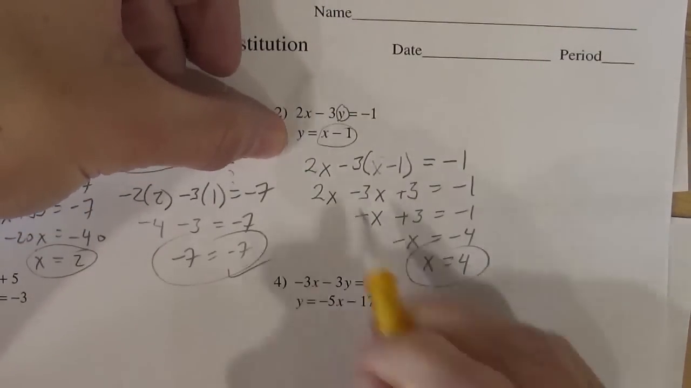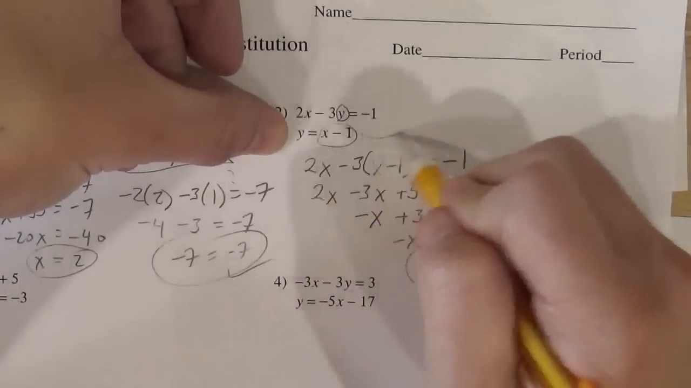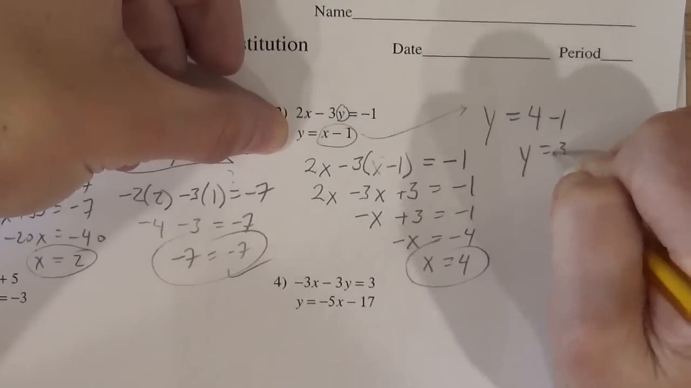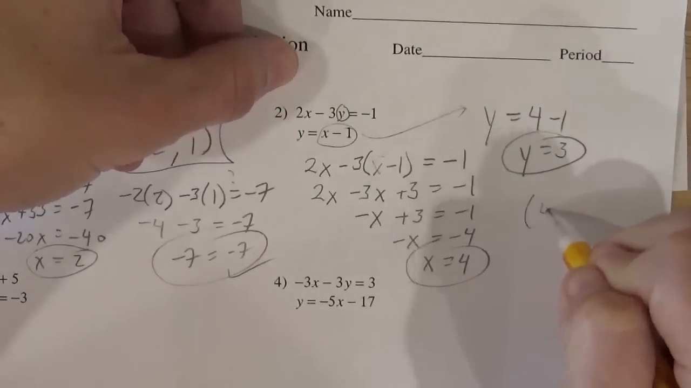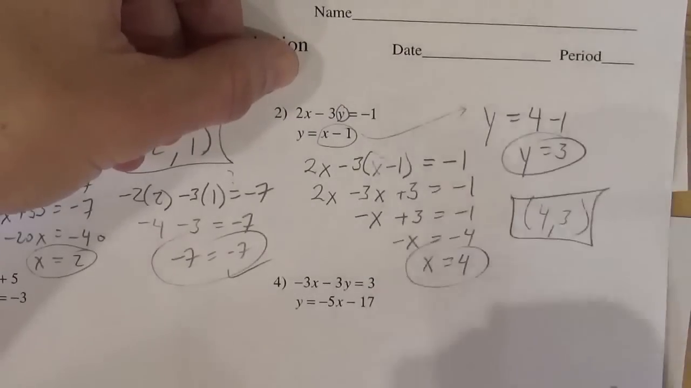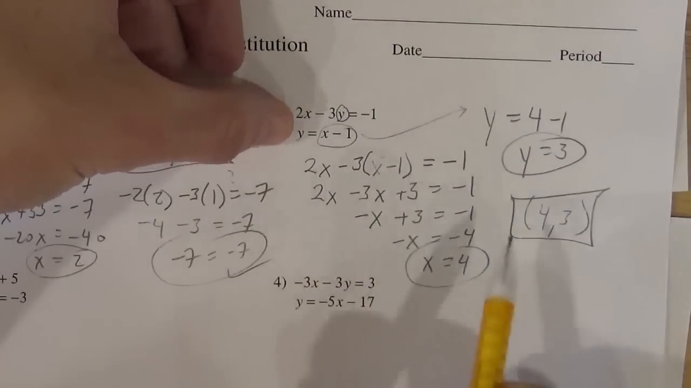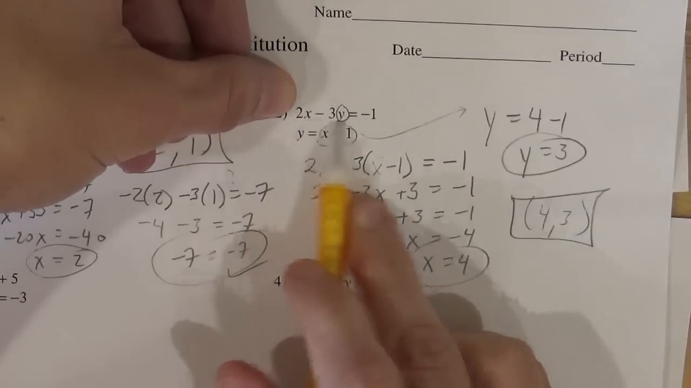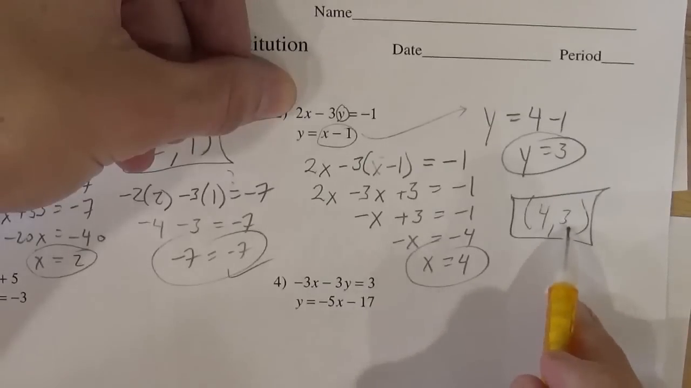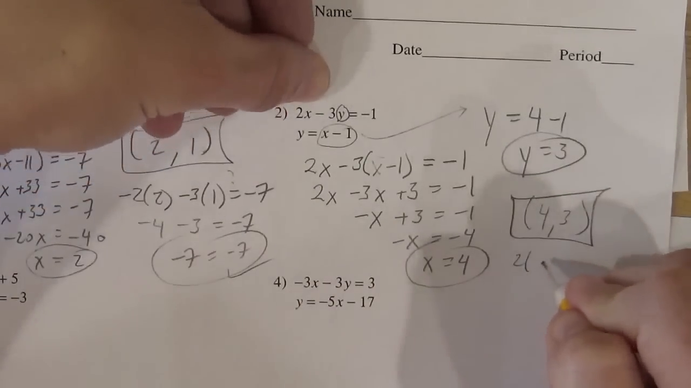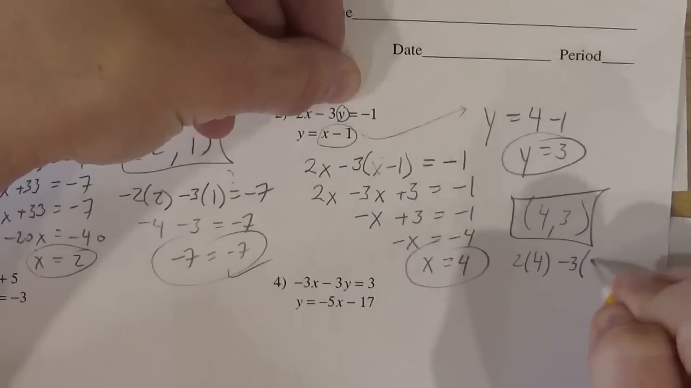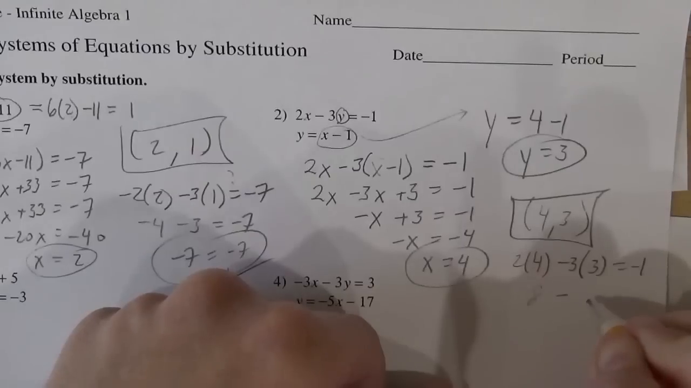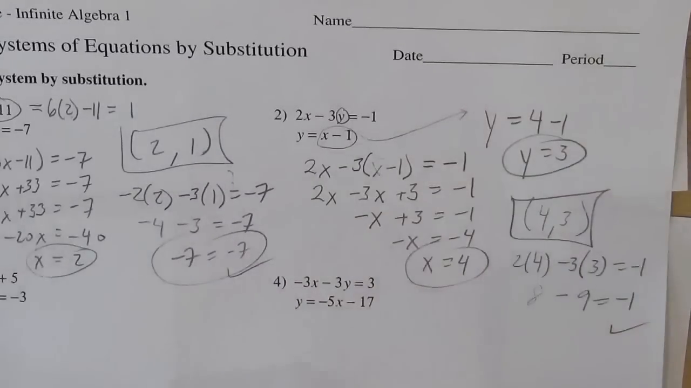So now plug that one in to either one of those equations. This one's quite nice though because it's solved for y. So y equals 4 minus 1, so y equals 3. And so we've got the point 4, 3, and that's our answer. So you can definitely tell it works in this one. The 3 will equal 4 minus 1. Let's check to make sure it works in this one. When the x is 4, the y is 3. So I've got 2, the x was 4, minus 3 times the y was 3 equals negative 1. So does 8 minus 9 equal negative 1? Yes, it does. Awesome.